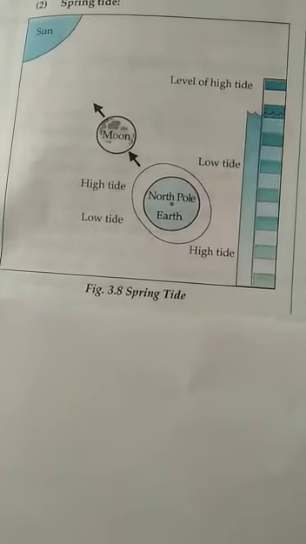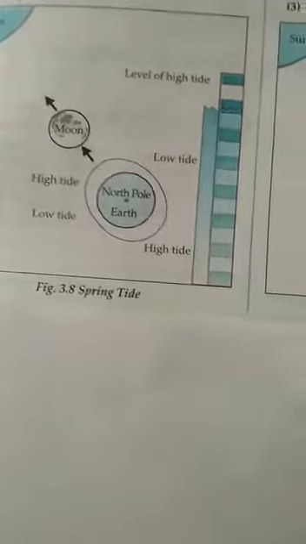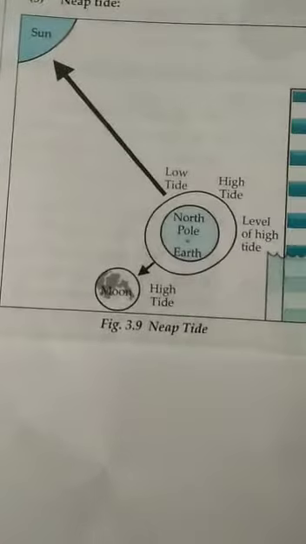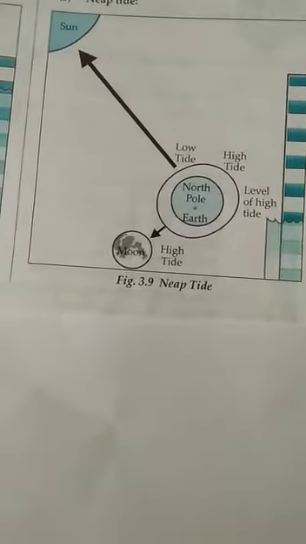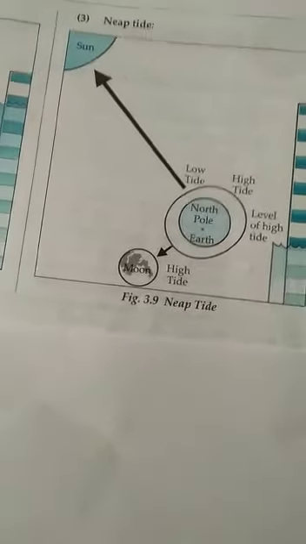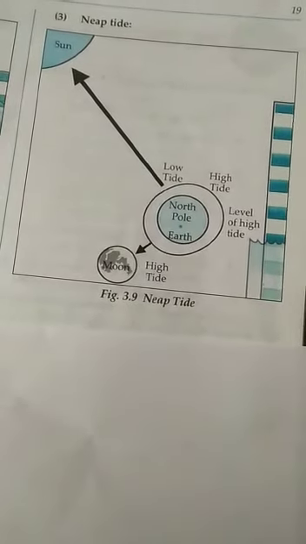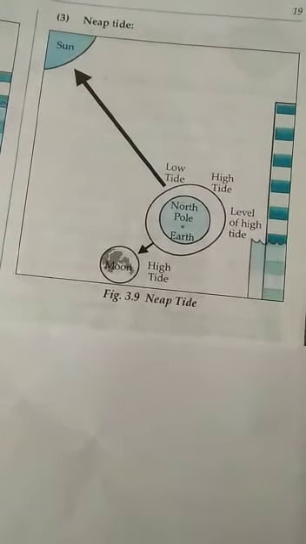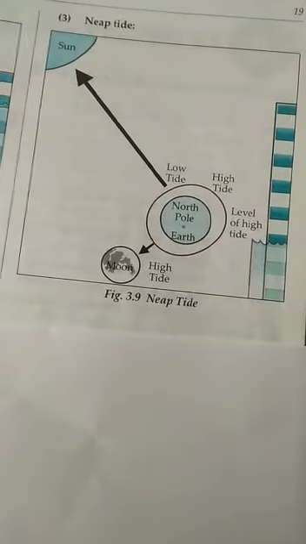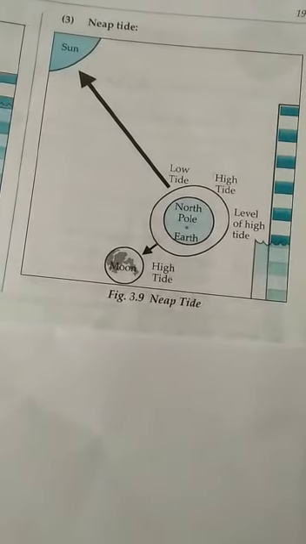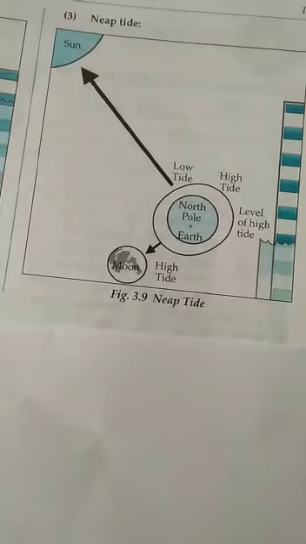The second one is a neap tide. Neap tide occurs on the days of the first and the third quarter. Observe figure number 3.9. The forces of both the sun and the moon operate at right angles on the earth. Look at the figure carefully. There is a right angle, a 90-degree angle.